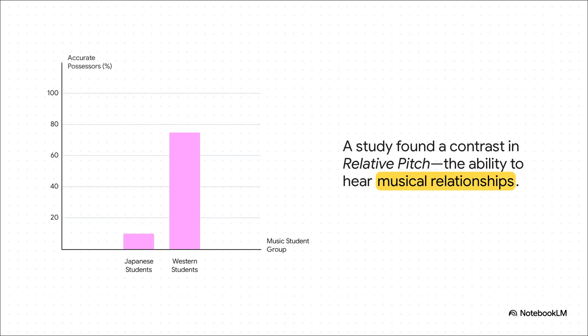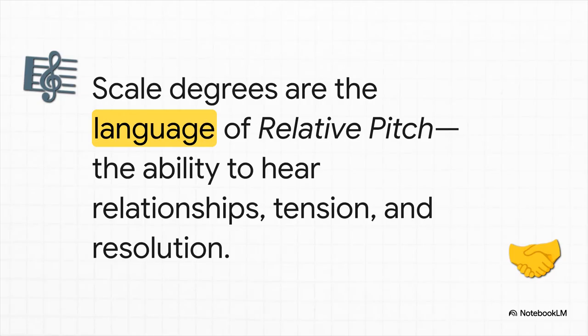One study compared conservatory music students and found this really stark difference. Students in Japan, on average, had incredible absolute pitch. That's the ability to hear a random note and name it out of thin air. But they scored lower on relative pitch, which is about hearing the relationships between notes. For students in the West, it was the complete opposite. Amazing relative pitch, but much lower absolute pitch. And that right there gets to the very heart of why all this matters.